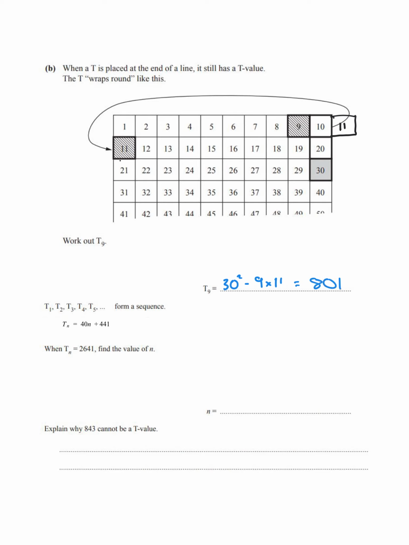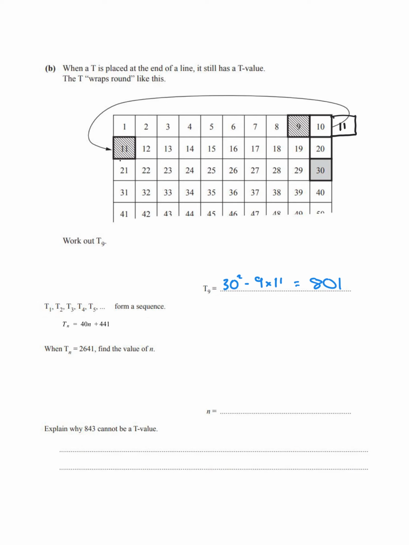Okay. When Tn is equal to 2641, find the value of n. Okay, so we need to figure out what's going on here. Now don't make the mistake I did. I didn't read this bit, did I? T1, T2, T3, T4, T5. So I guess that's the numbers that we've got.